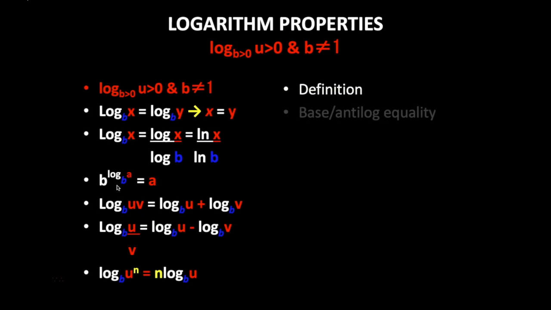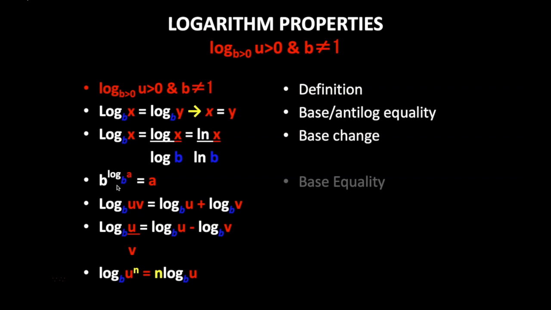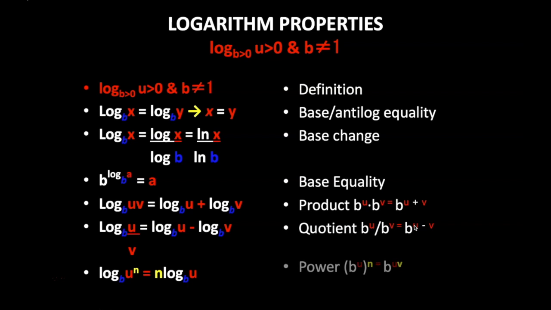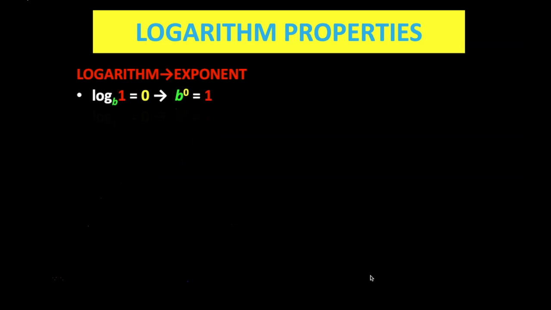So the first one up here is the definition. The second one is the equality rule. The third one is the base change rule. The fourth one is the base equality rule. The fifth one is the product rule, and in exponents we would recognize it this way: b to the u times b to the v is b to the u plus v. This is the quotient rule, where you subtract the exponents. And the last one is the power rule. We've done the power rule in exponentials.